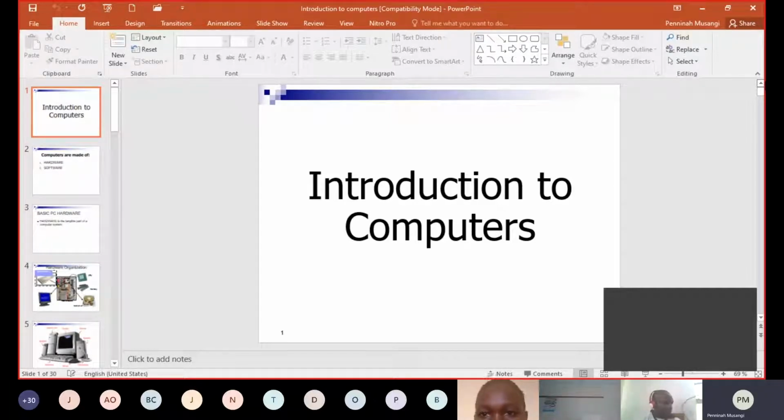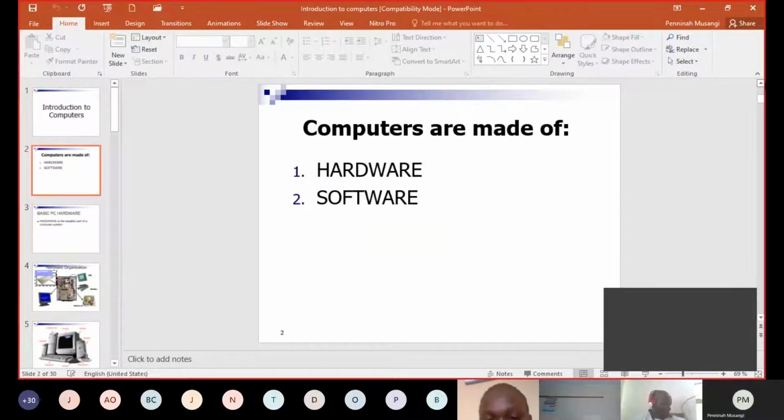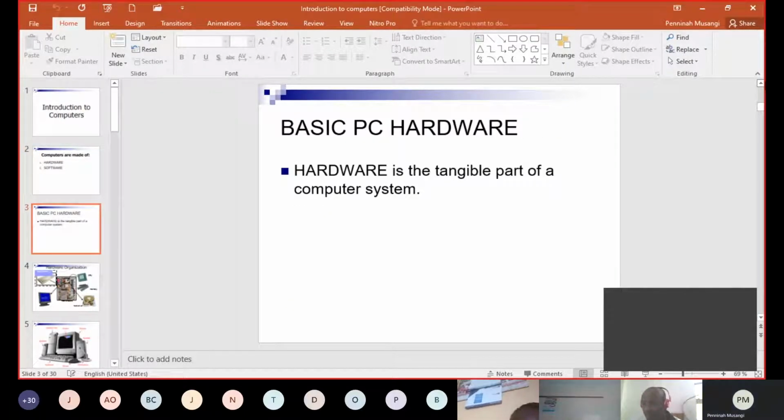Okay, so now we get to specifically the second topic, which is about introduction to computers. A computer is made up of two parts, what we call the hardware and the software. Hardware is the tangible part of a computer system, which you can see, which you can touch. So that is what we call the hardware.